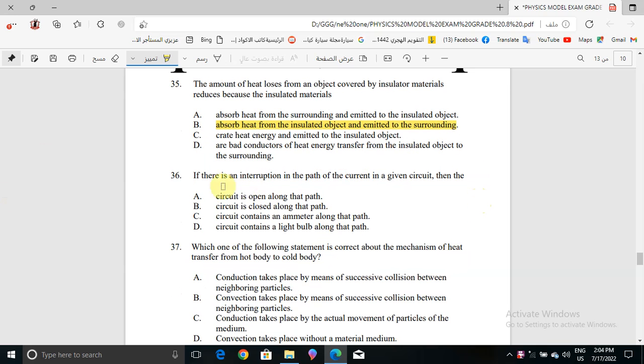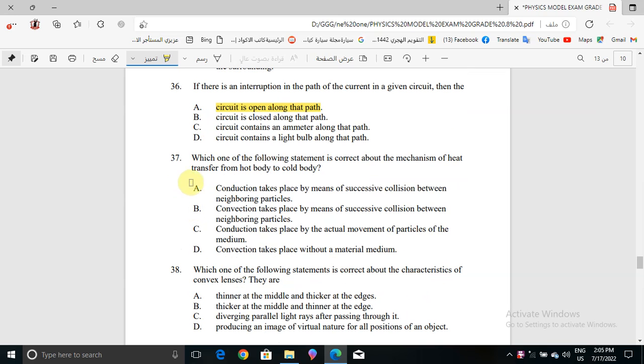Okay, now question number 36. If there is an interruption in the path of the current in a given circuit, then the what? Then the circuit is open along the path, or the circuit is closed along the path, or the circuit contains an emitter along the path, or circuit contains a light bulb along the path. The correct answer will be circuit is open along the path. Why? Because it says if there is an interruption in the path of the current in a given circuit, that means the circuit is open along the path.